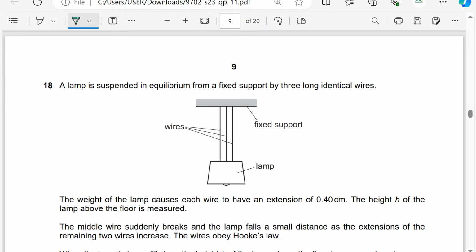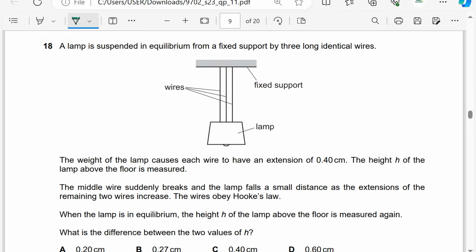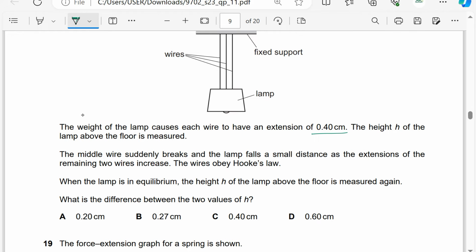A lamp is suspended in equilibrium from a fixed support by 3 long identical wires. The weight of the lamp causes each wire to have an extension of 0.4 centimeters. Now these 3 wires are in parallel. If you look at them, they're acting as if they are in parallel. The height h of the lamp above the floor is measured. The middle wire suddenly breaks, so we remain with the 2 wires in parallel. And the lamp falls a small distance as the extension of the remaining 2 wires increases. The wires obey Hooke's law.